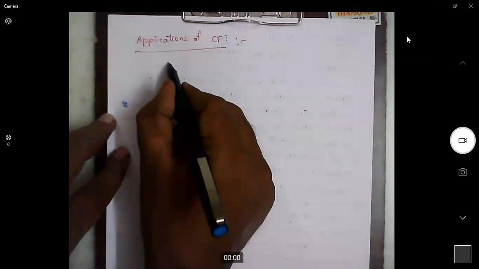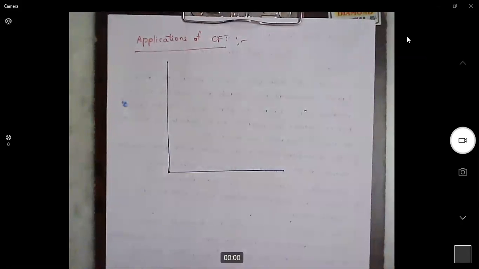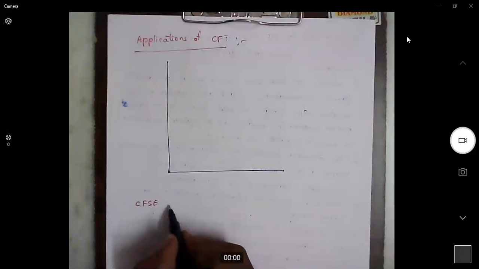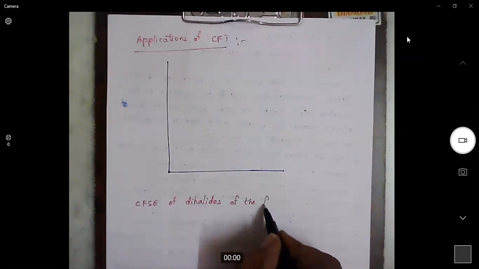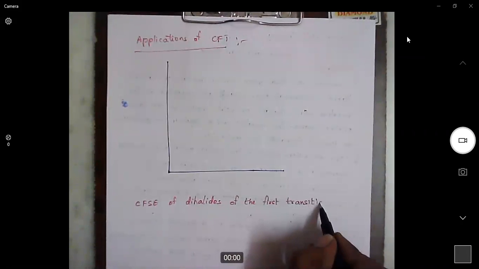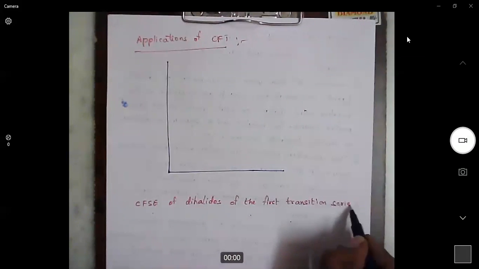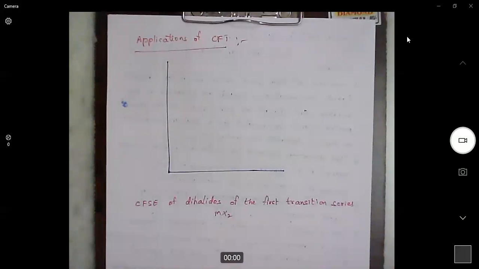For example, first we will look at CFSE of dihalides of the first transition series. Transition elements, 3d elements are called first transition elements.